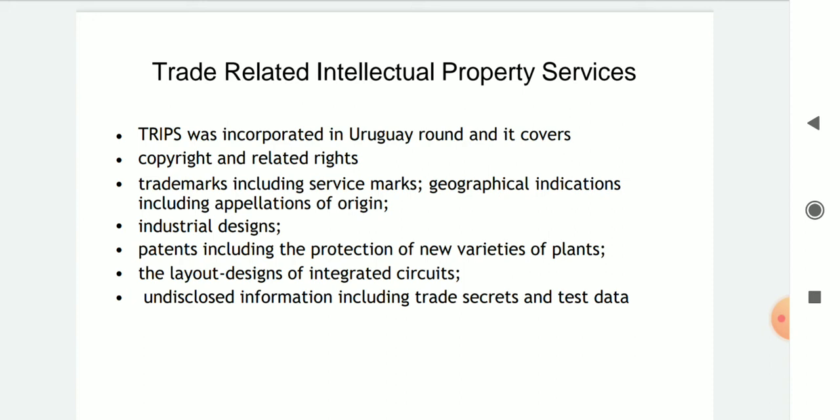You see, first one, copyright and related rights, trademarks, patents, then layout designs and undisclosed information including trade secrets and test data. That is all the areas which are covered by TRIPS.